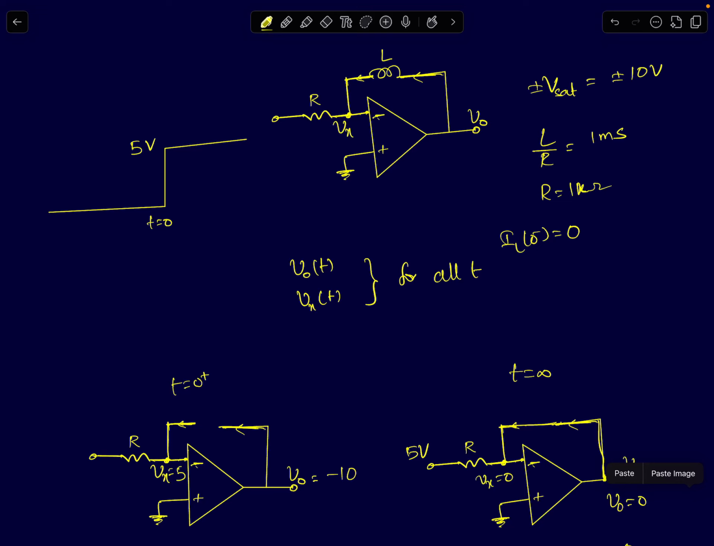Hi everyone. This is the second lecture on the step response of inverting differentiator circuits. So in this example, I have taken an RL inverting differentiator circuit. We are supposed to find out what happens to the circuit when I apply a step input of 5 volt magnitude. In the previous examples we took a 10 volt magnitude. Now we will take a 5 volt magnitude and see what happens.